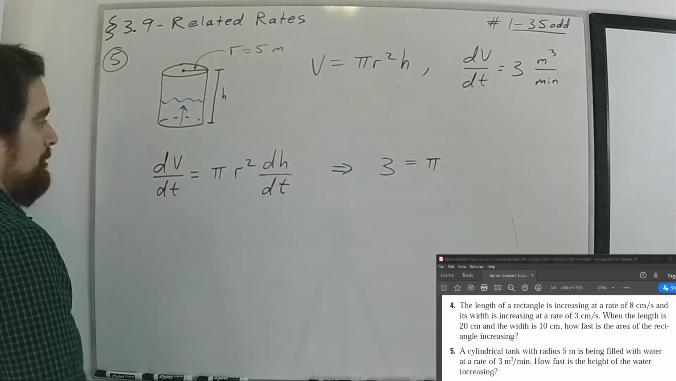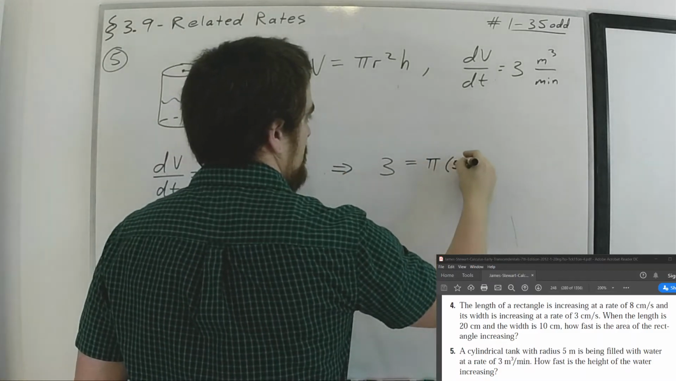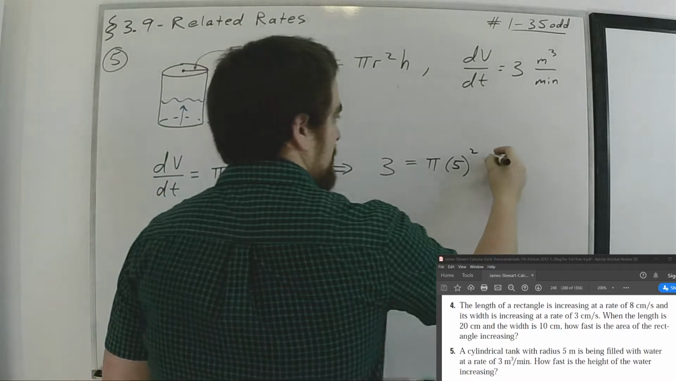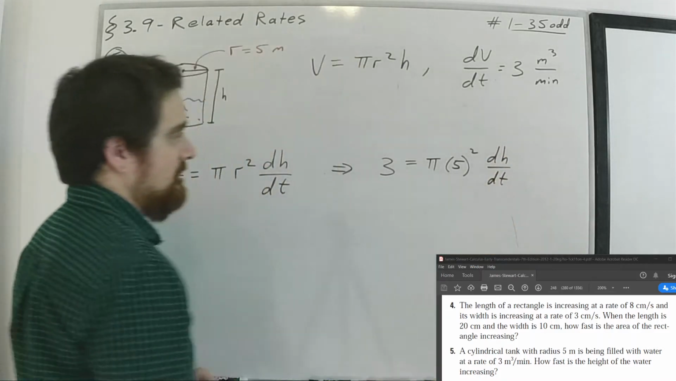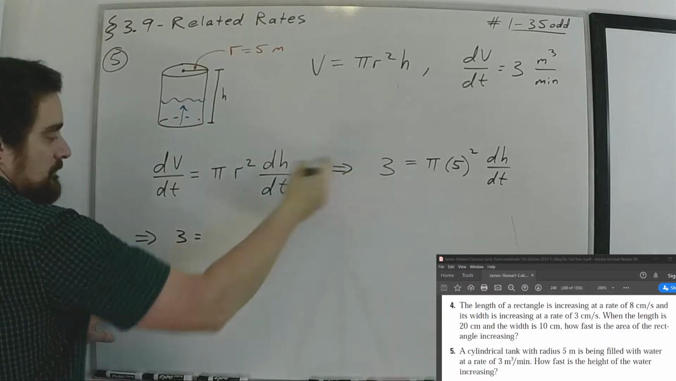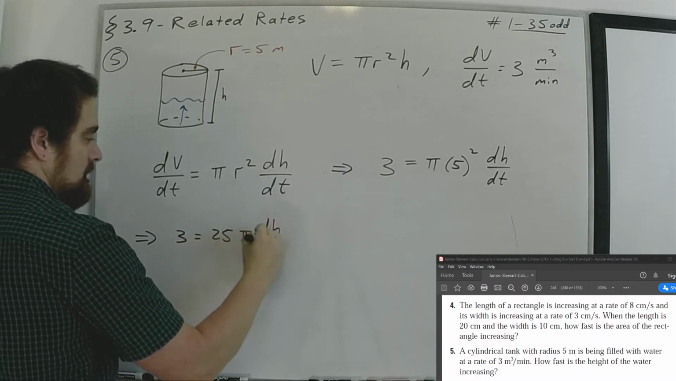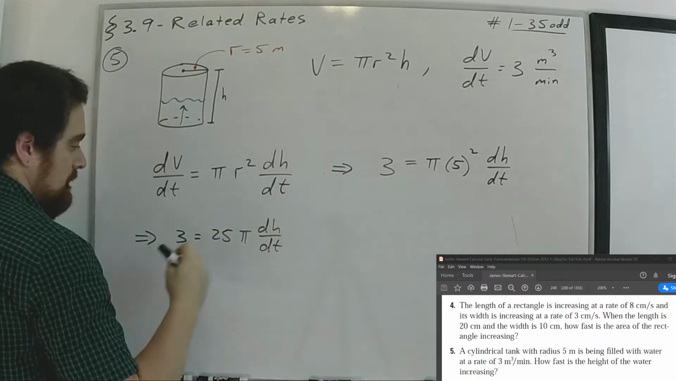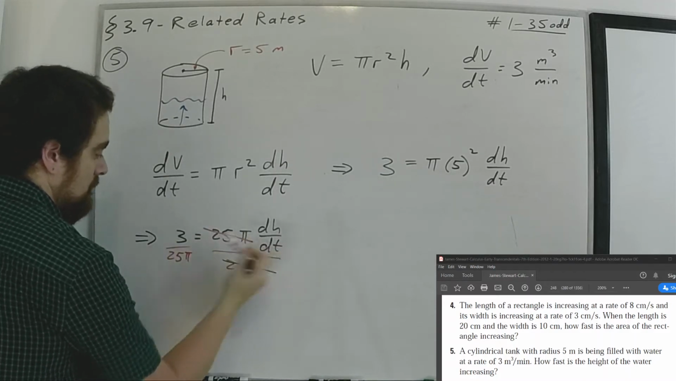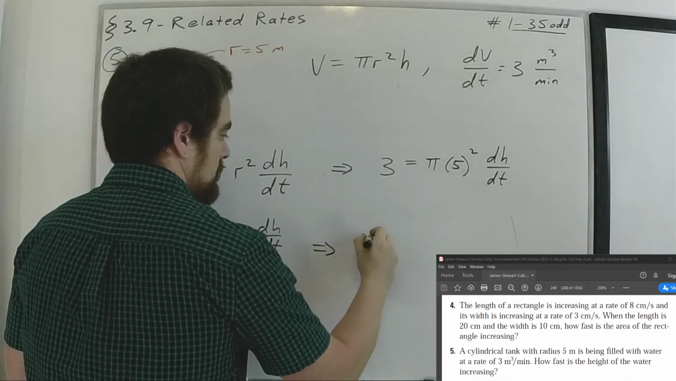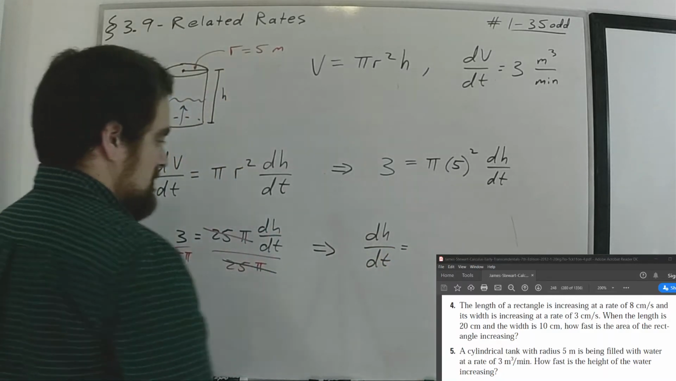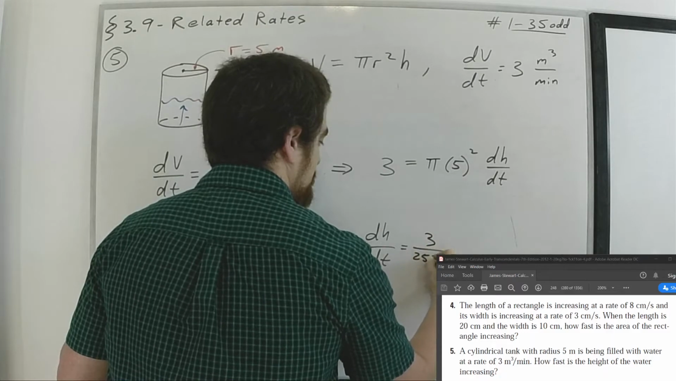There's nothing to change there. Radius is fixed at 5 meters, so that's 5 squared. Don't forget the square. The change in height with respect to time, that's the thing I don't know. That's the thing I have to solve. So this tells me that I have 3 is equal to 25 pi dh/dt, and I can divide by 25 pi on both sides. And now I know that the change in height with respect to time is going to be 3 over 25 pi.